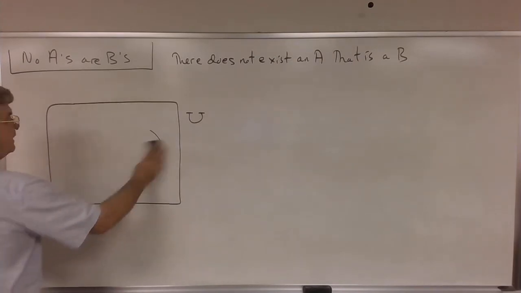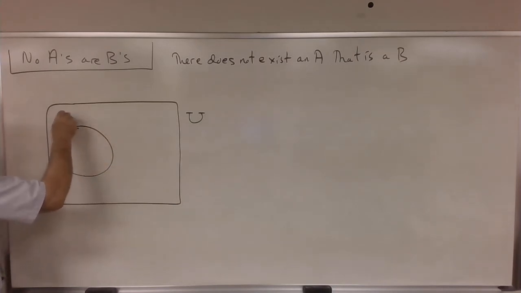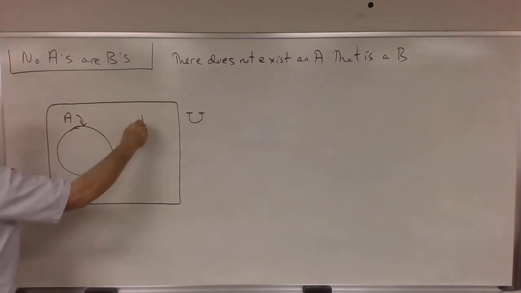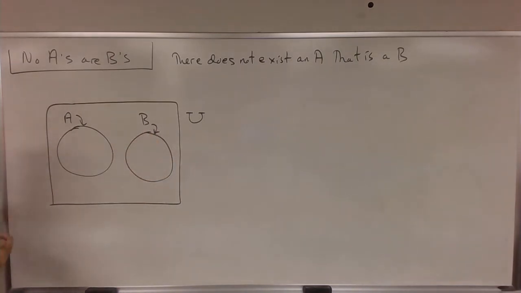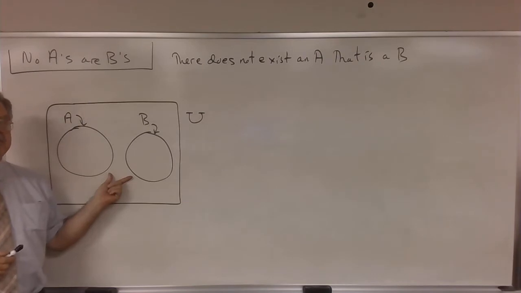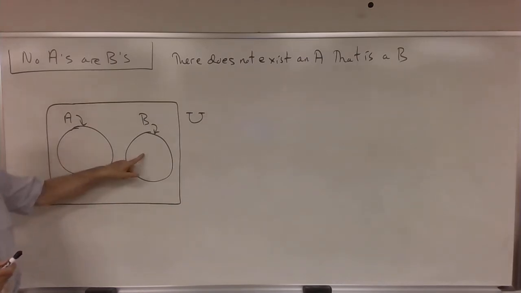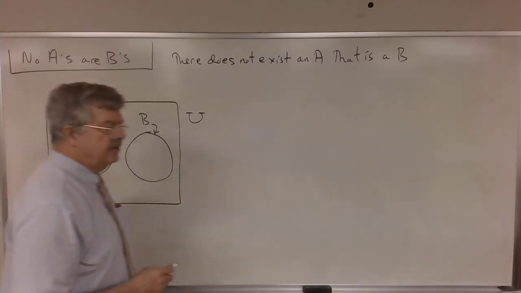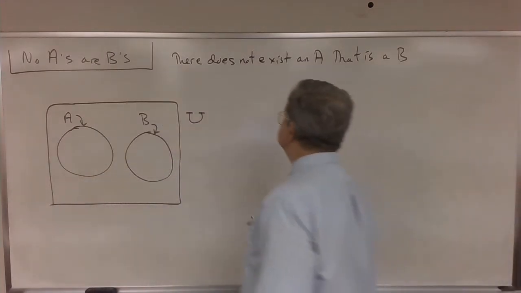So let's try that again and see if we can do it better this time. Here's our A circle. Here's our B circle. And we've drawn them disjoint, so they don't have any elements in common. Any element that's in set A has to be outside of set B. So no A can be a B. Now let's look at an example.